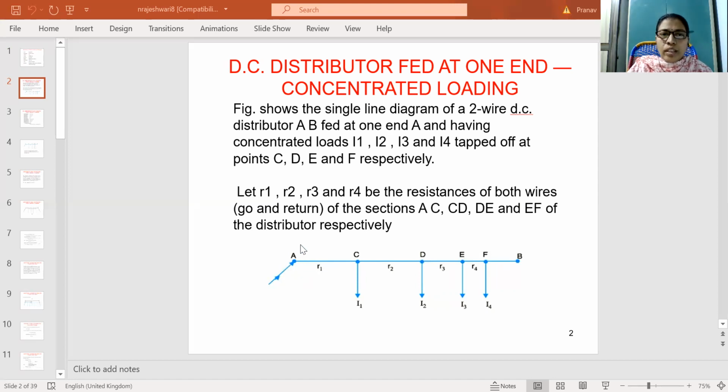This is point A, which is feeding from one end, and this is R1, the resistance of section AC, R2 the resistance of section CD, R3 the resistance of section DE, and R4 the resistance of section EF, and the complete AB is the two-wire DC distributor. These are the four loads I1, I2, I3 and I4, which are the currents drawn by the loads. C, D, E, F are the points of concentrated loads.